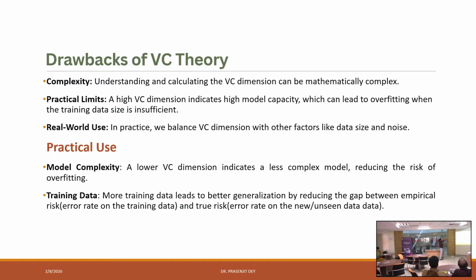Understanding and calculating the VC dimension can be mathematically complex, definitely. Next, a high VC dimension indicates high model complexity. That means the decision boundary will be complex, and in that case it can lead to overfitting when the training data size is insufficient. In practice, we balance the VC dimension with other factors like data size and noise.